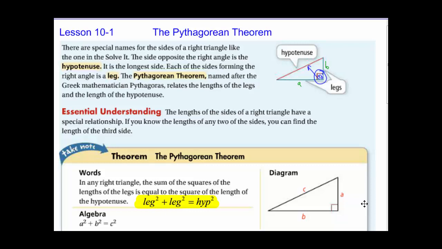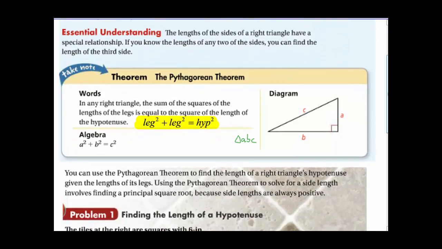The Pythagorean theorem, named after the Greek mathematician Pythagoras, relates those lengths to the hypotenuse. In any right triangle, we can say that the leg squared plus the other leg squared should be equal to the hypotenuse squared. In algebra, we write a squared plus b squared equals c squared.